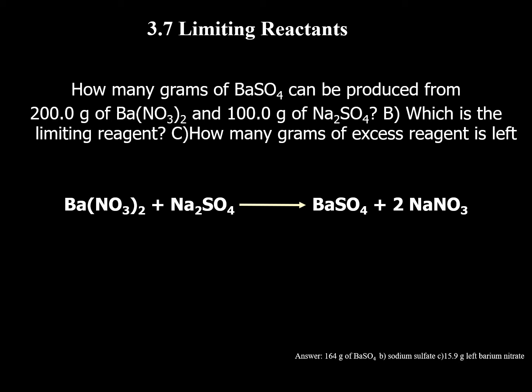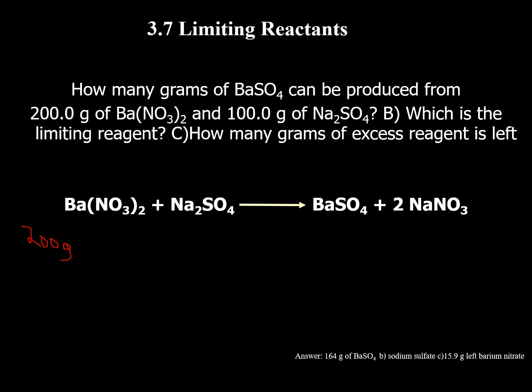How many grams of barium sulfate, remember the name, can be produced from 200 grams of barium nitrate and 100 grams of sodium sulfate? So again, we have to figure out each reactant separately. I'll let you guys give it a try. With the barium nitrate, if I have 200 grams of it, I'll walk you through verbally. You have to first find out how many moles of barium nitrate. So 200 grams divided by 261.3 grams per mole of barium nitrate. I got the 261.3 from the periodic table.